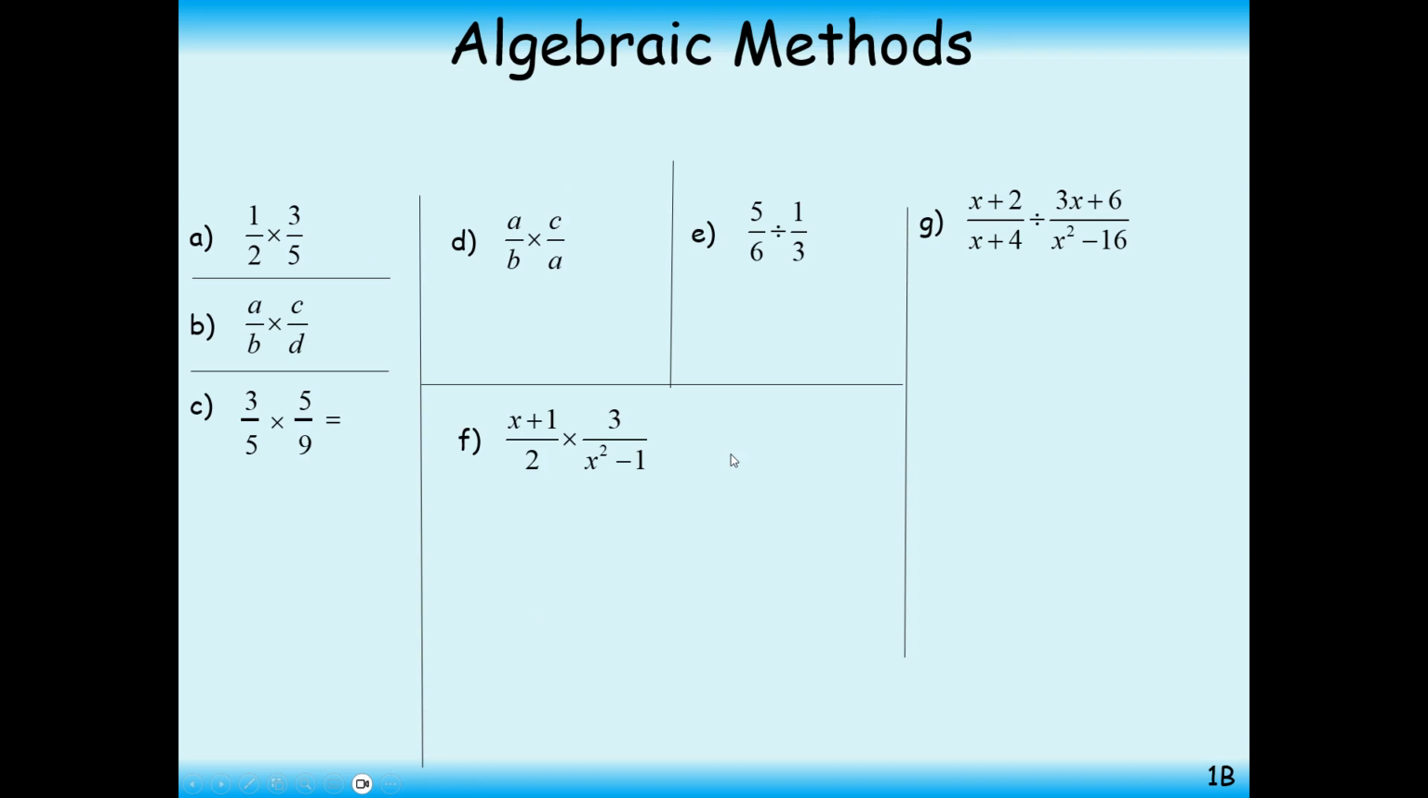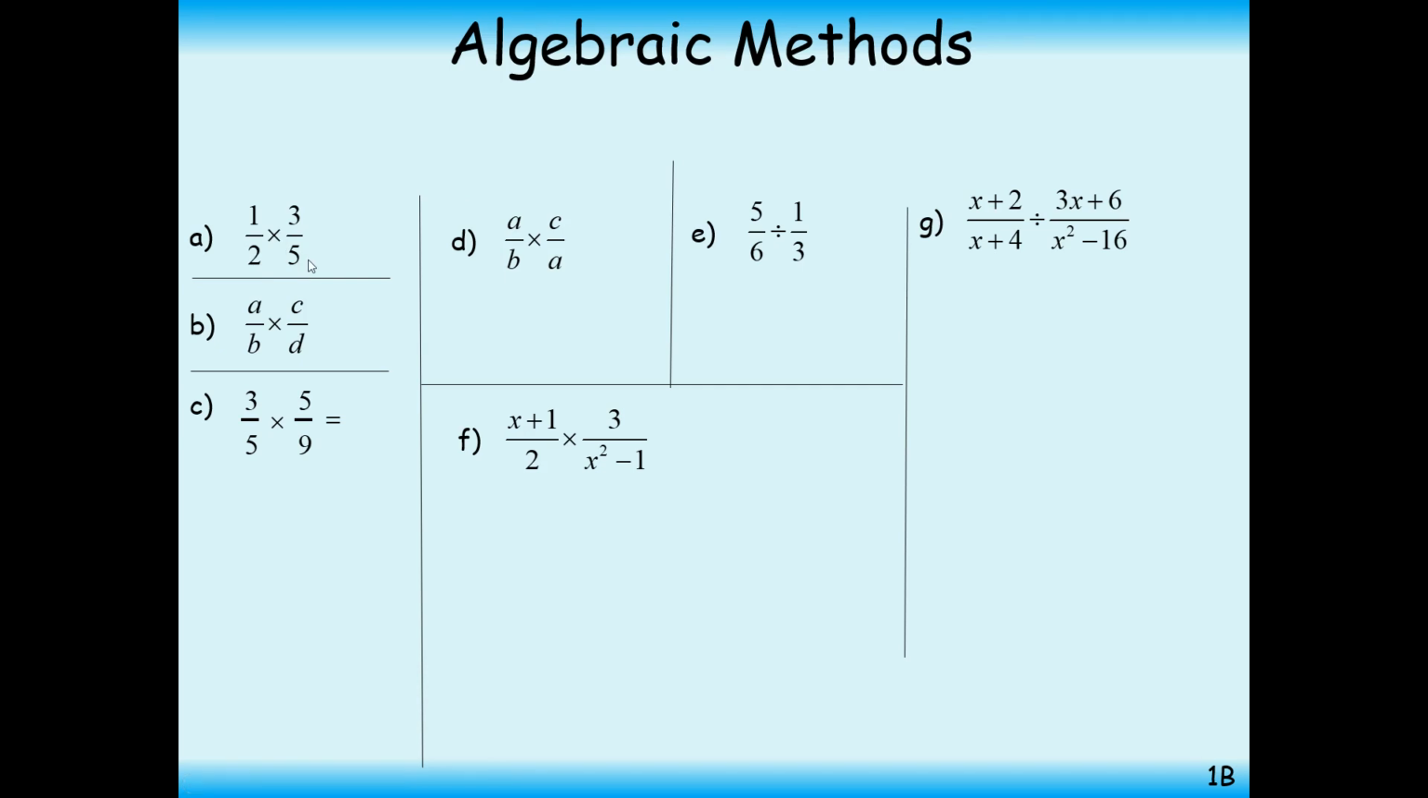So, as you can see from these examples, we're going to treat algebraic fractions just like what we would have as numerical expressions in numerical fractions. What would you do when you have been asked to multiply a half by 3/5? In part A, you would multiply the numerators with each other and multiply the denominators with each other.